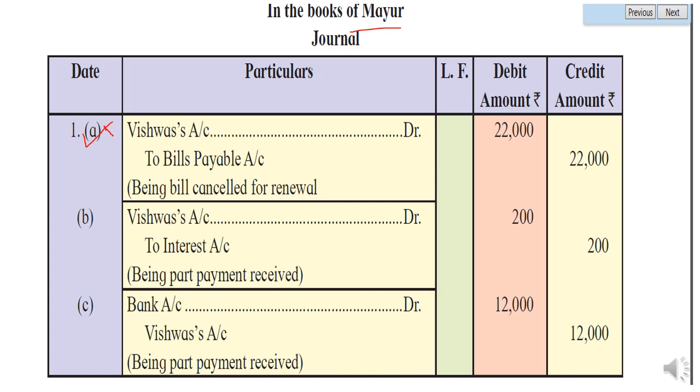22,000. After that the interest part payment amount is received. In the narration it is written "received", but you will write "due", being interest part payment received. The narration is totally wrong. You have to write being interest due. So this will be the narration for this journal entry.